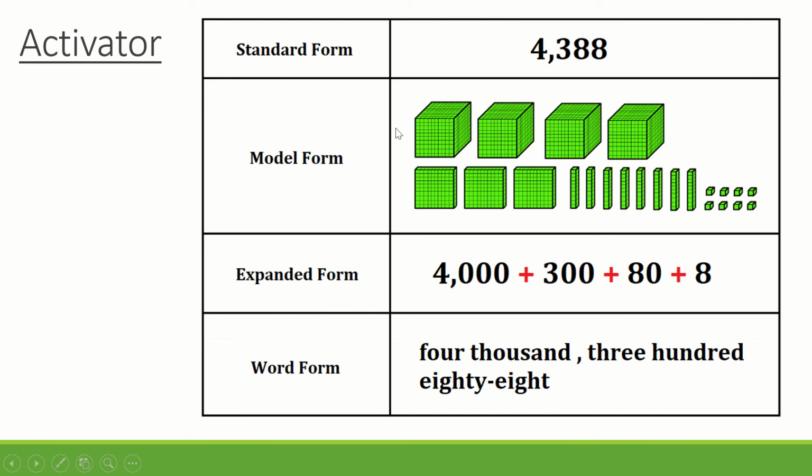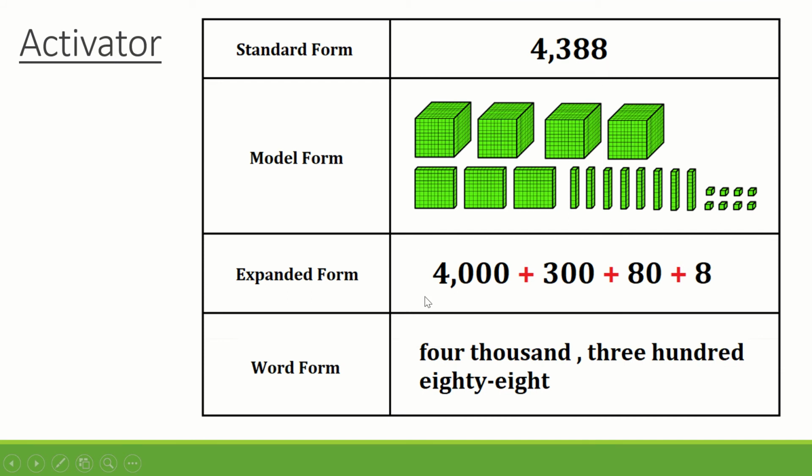However, we know that numbers can also be represented by using models, including base 10 blocks. And so for this number, in its model form, we have used 4 cubes, which represents 4 thousands, 3 flats, which represents 3 hundreds, 8 rods, which represents 8 tens, and then 8 units, which represents 8 ones.